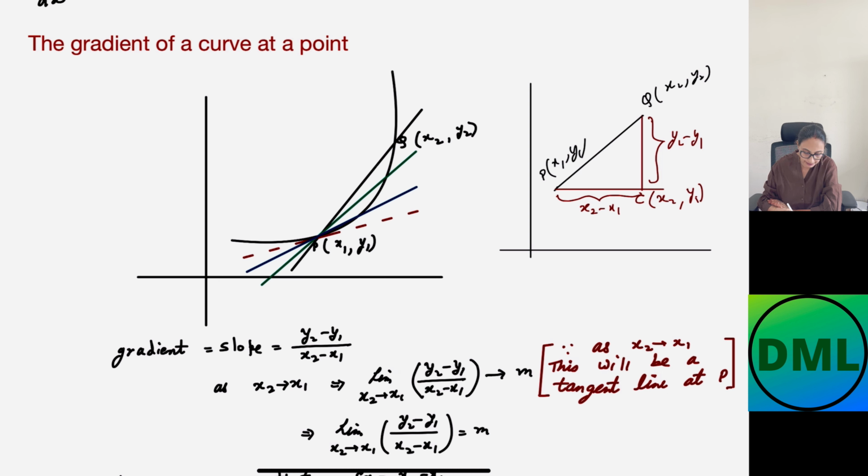We put the limit here and we say that x2 tends to x1. This (y2 minus y1) over (x2 minus x1) will convert into m. What is m? m is the slope of the tangent line. As x2 tends to x1, this will be a tangent line at P and it has a slope which will be called m. The limit as x2 tends to x1 of (y2 minus y1) over (x2 minus x1) is equal to m, which is the slope.